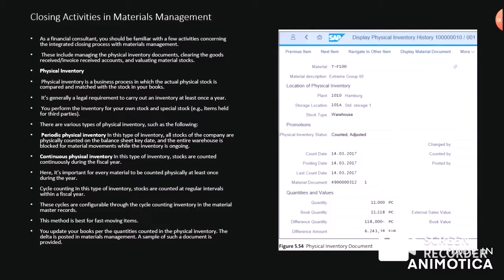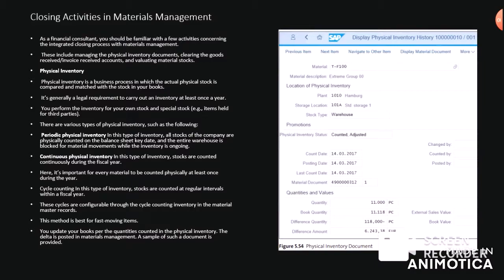So physical inventory. Physical inventory is a business process in which the actual physical stock is compared and matched with the stock in your books. It is generally a legal requirement to carry out an inventory at least once a year. You perform the inventory for your own stock and special stock, for example items held for third parties. There are various types of physical inventory such as the following: periodic physical inventory, continuous physical inventory.